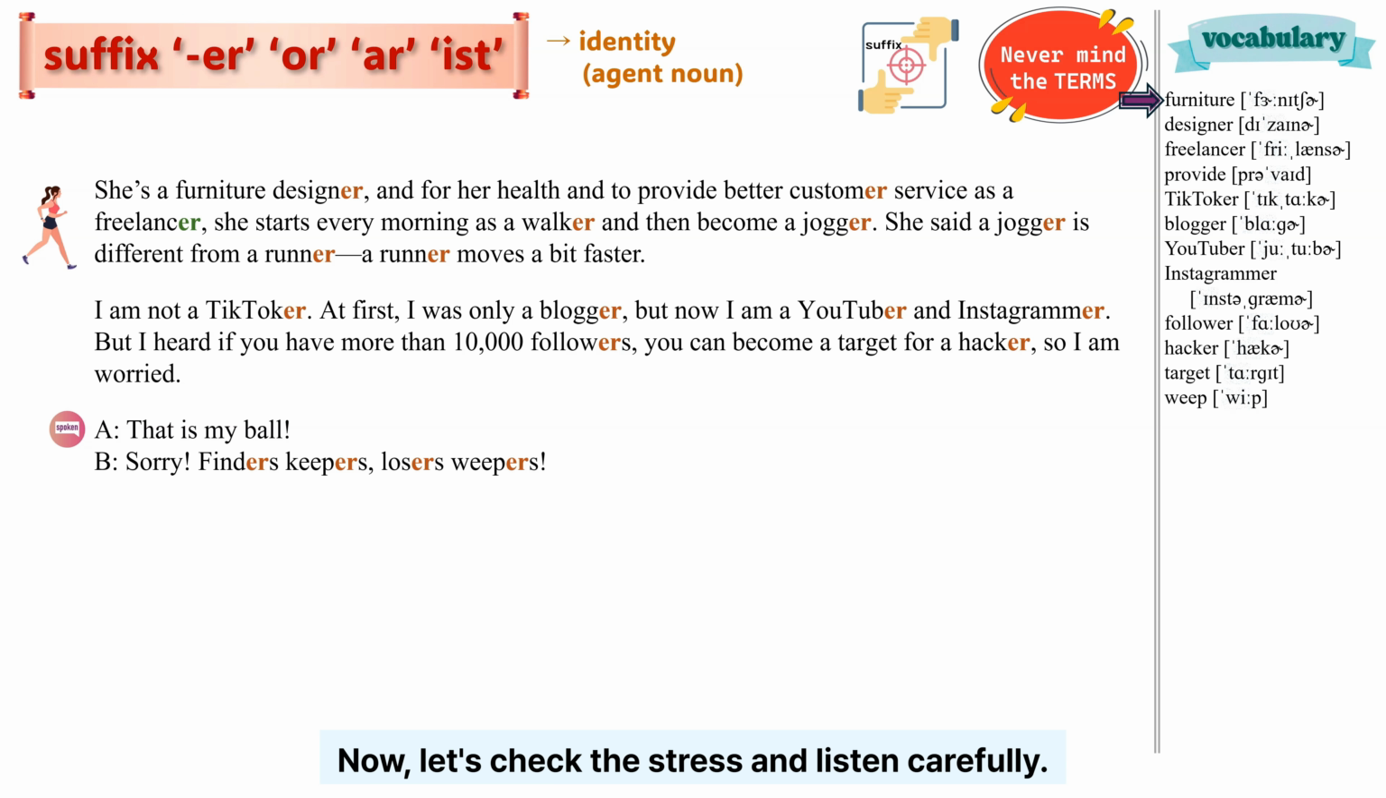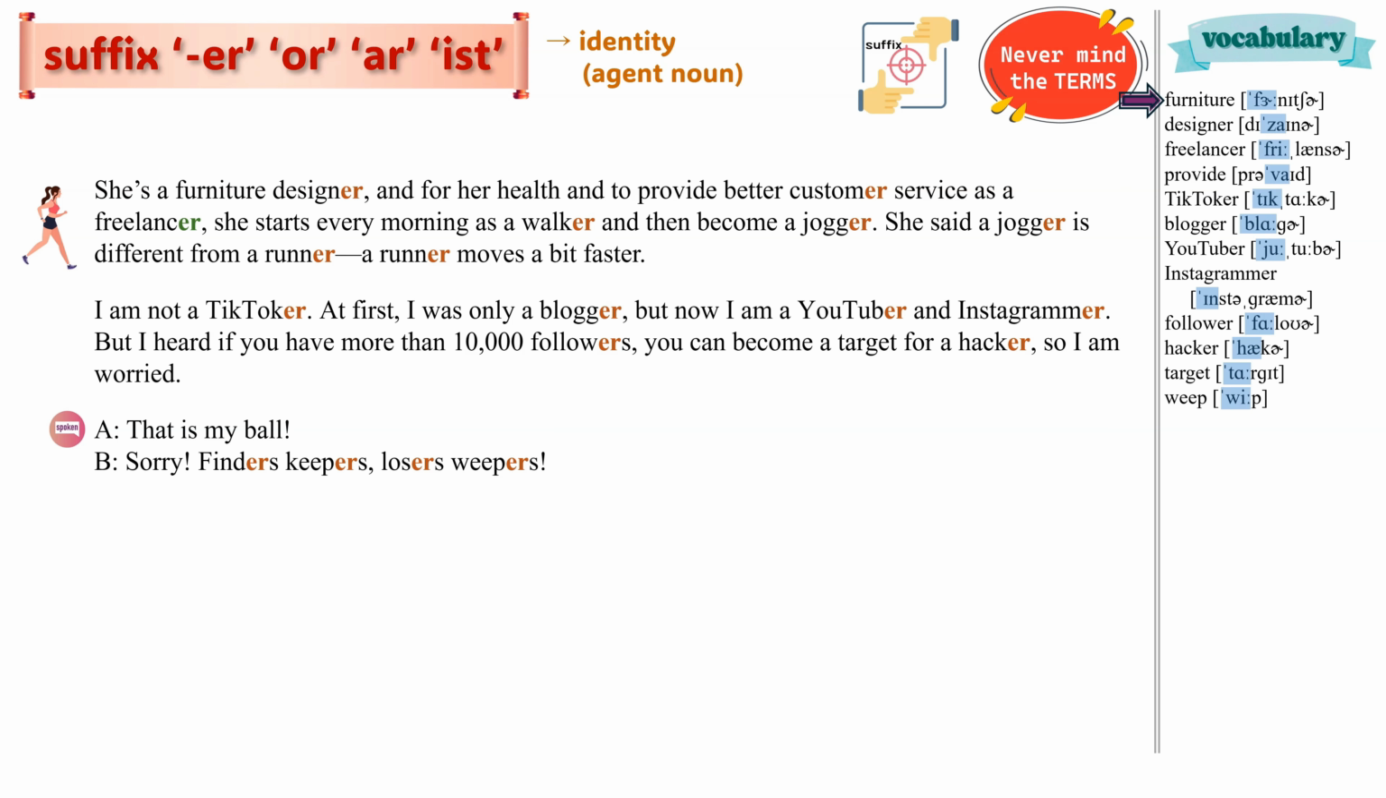Now let's check the stress and listen carefully. She's a furniture designer, and for her health and to provide better customer service as a freelancer, she starts every morning as a walker and then becomes a jogger. She said a jogger is different from a runner; a jogger moves a bit faster.